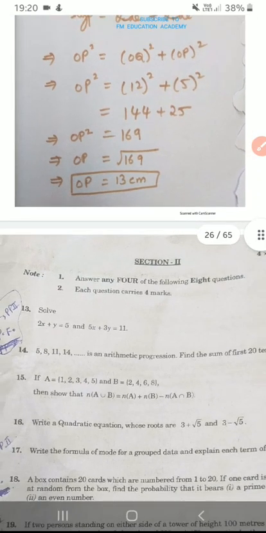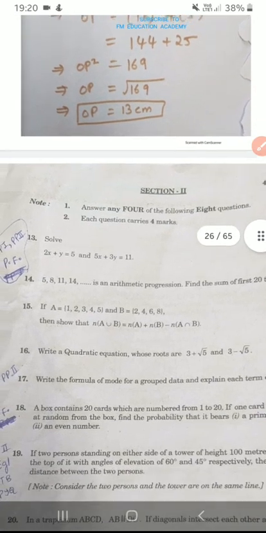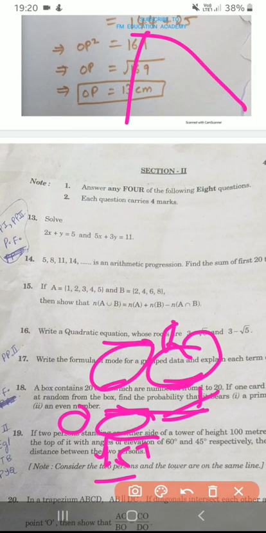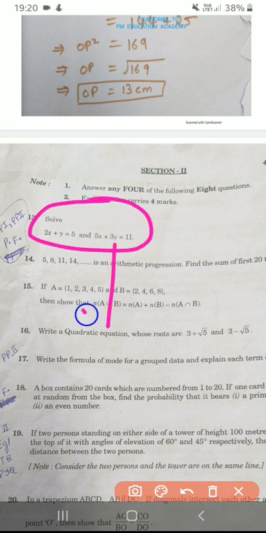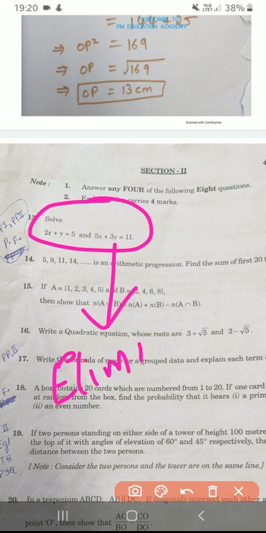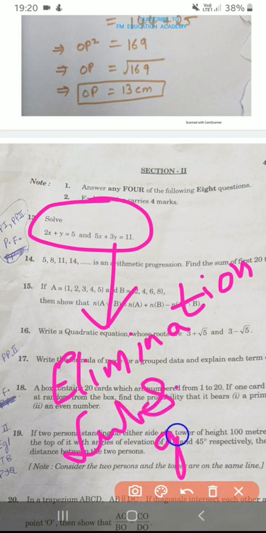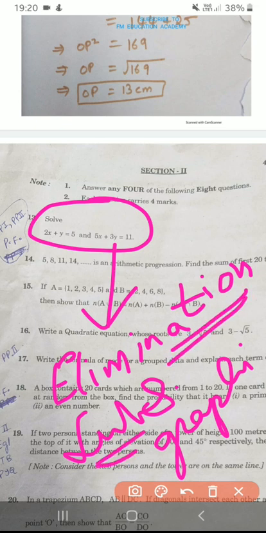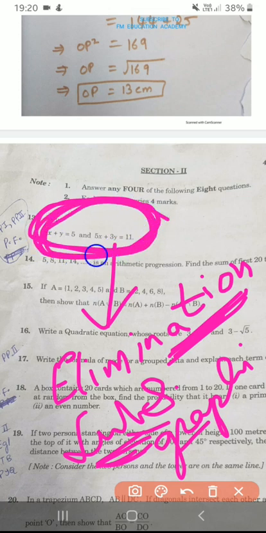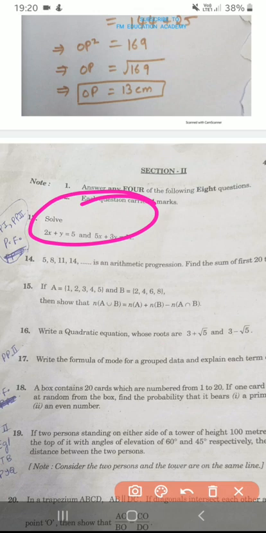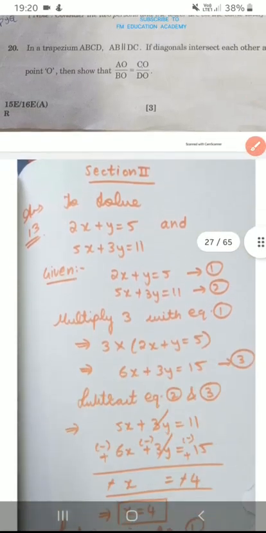Now, section 2, 4 mark questions. 13th question is solve 2x plus y is equal to 5 and 5x plus 3y is equal to 11. Now this 13th question, either you can solve by elimination method, or you can solve it by substitution method, or you can also solve by graphical method. In this answer sheet I'm going to solve by either elimination method or substitution method. If you do by any method, you will get full marks because the method is not specified. It just told me to solve and it gave two equations, means any method I can use.